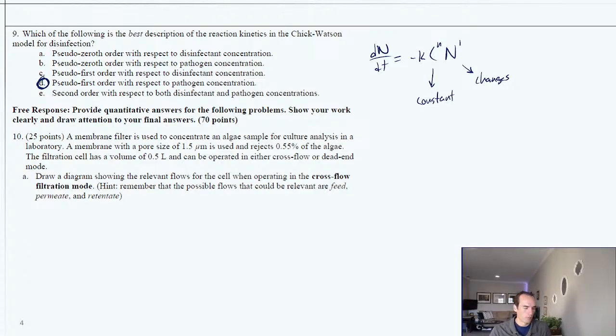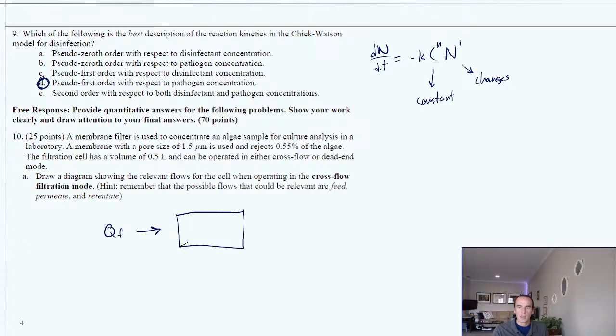All right. From there, we get to the free response questions. And the first one is a membrane problem. Part A asks you to draw a diagram using the relevant flows for a cell operating with cross-flow filtration mode. And I gave you a reminder saying that there are 3 possible flows. We have feed, permeate, and retentate. So we have Q feed. And I'm going to draw this as some filtration cell, pretty arbitrary.